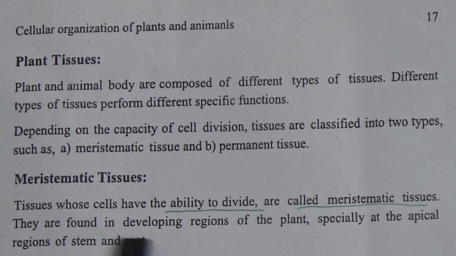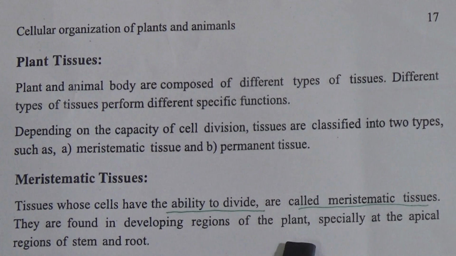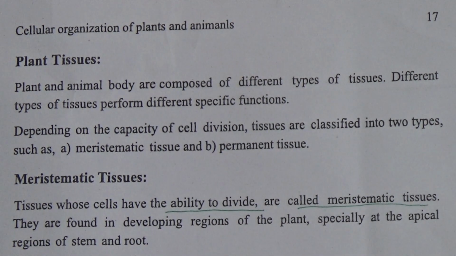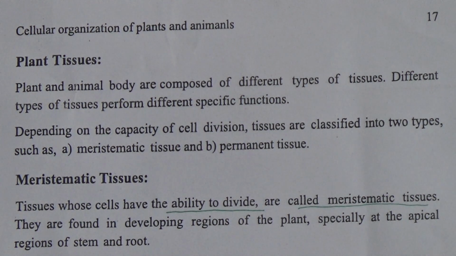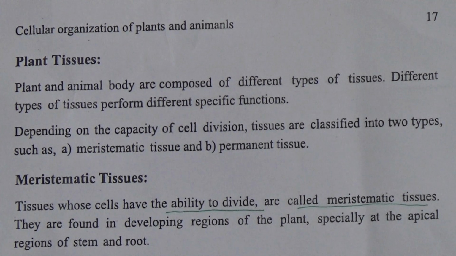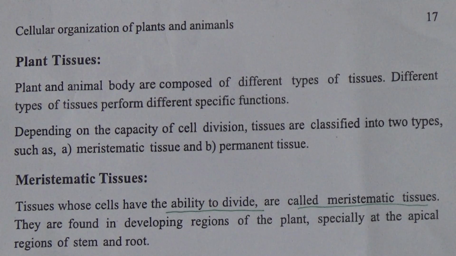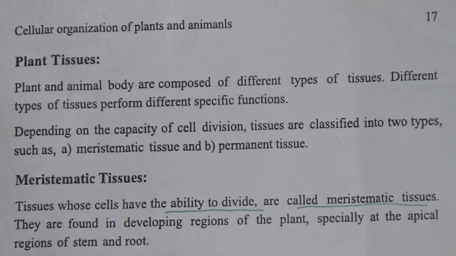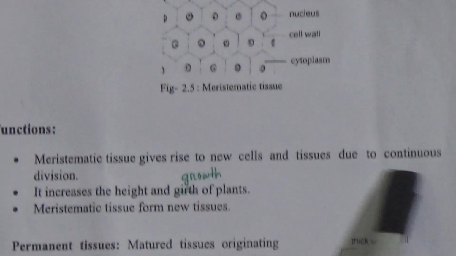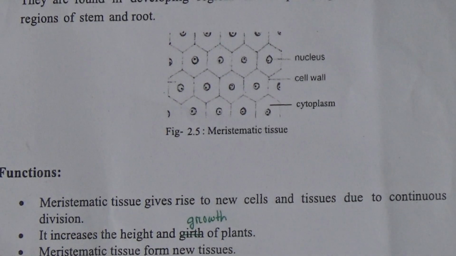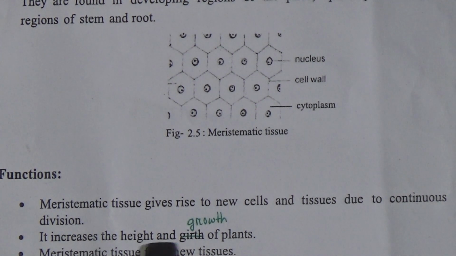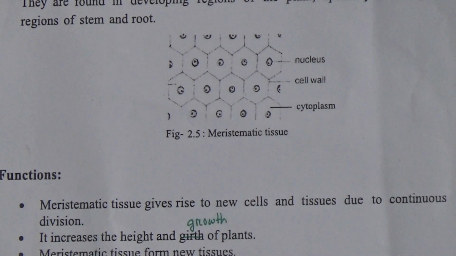They are found in the developing region of the plant, especially at the apical region of stem and root. This is the figure of meristematic tissue. And here you can see cytoplasm, cell wall and nucleus. The function of meristematic tissue is that it gives rise to new cells and tissues due to continuous division. It increases the height and growth of the plant. Meristematic tissue forms new tissue.